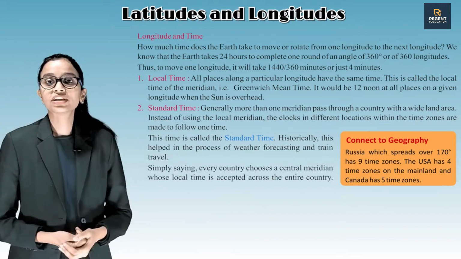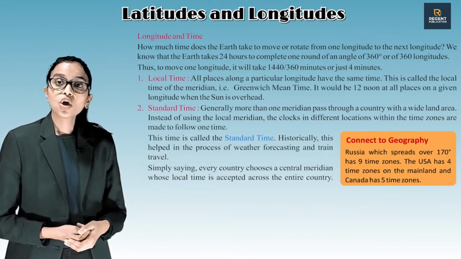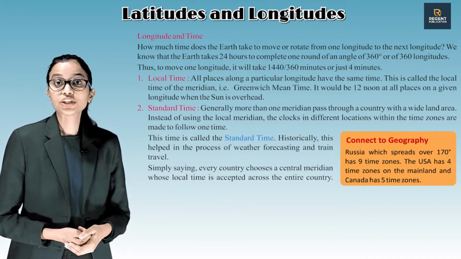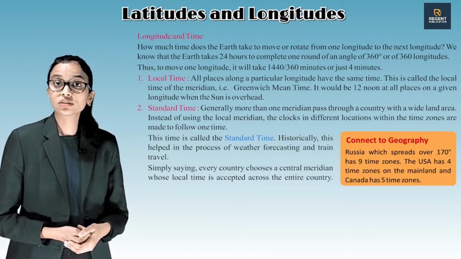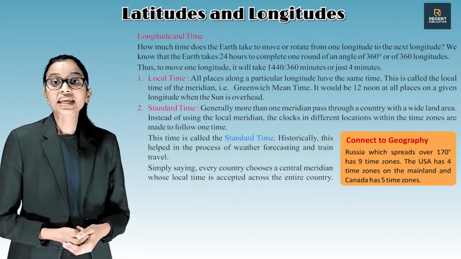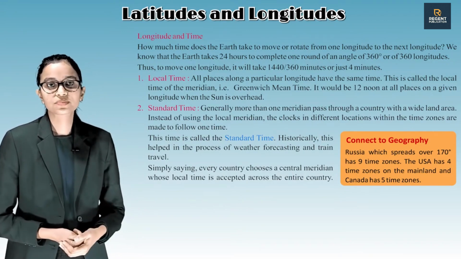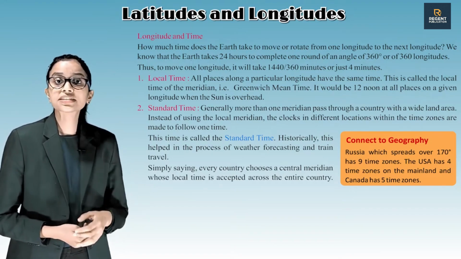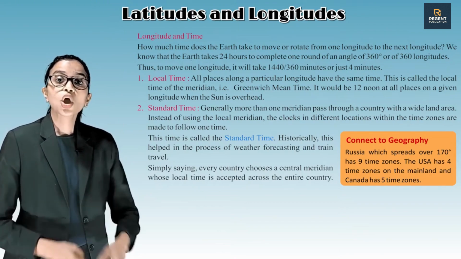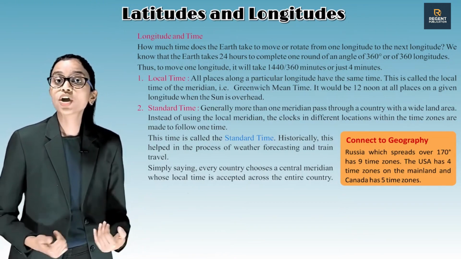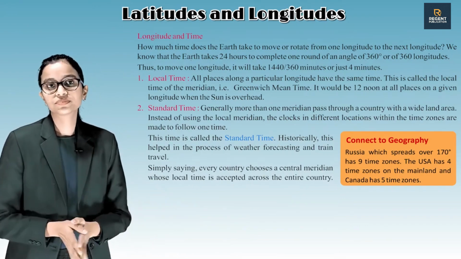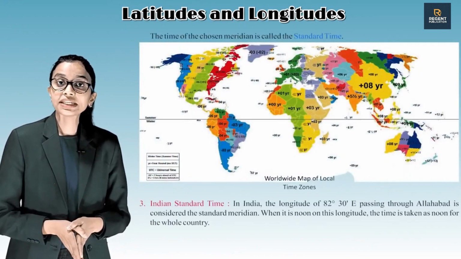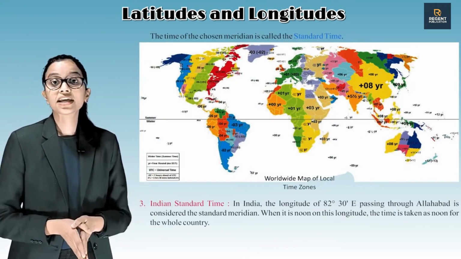Connect to geography. Russia, which spreads over 170 degrees, has 9 time zones. The USA has 4 time zones on the mainland and Canada has 5 time zones. Simply saying, every country chooses a central meridian whose local time is accepted across the entire country. The time of the chosen meridian is called the standard time.